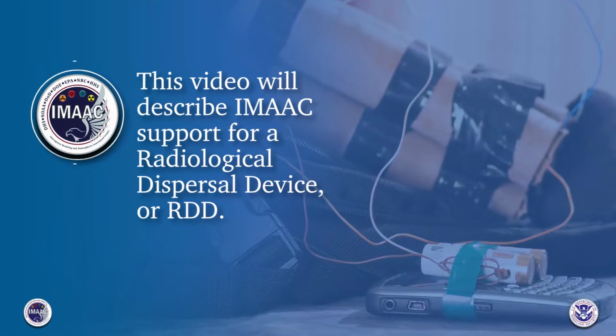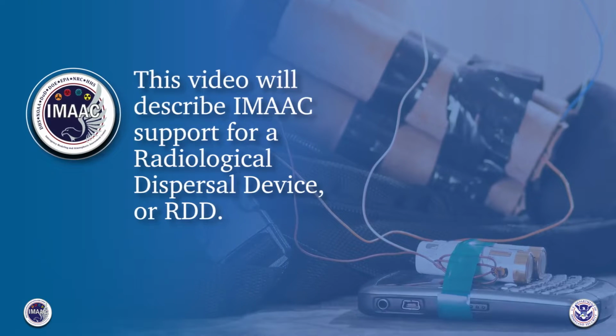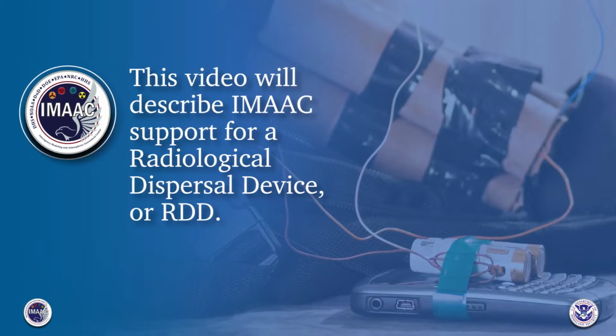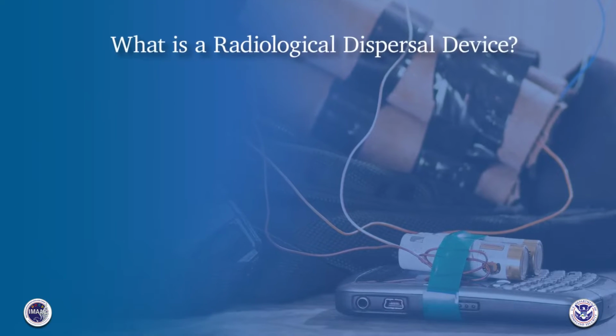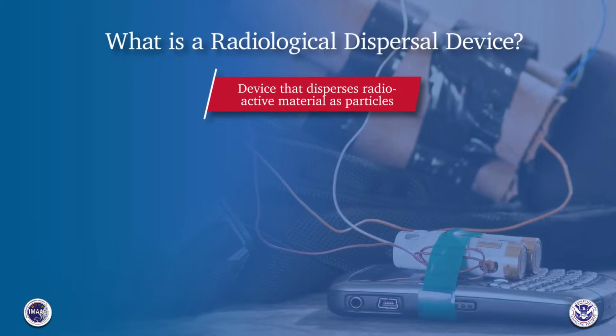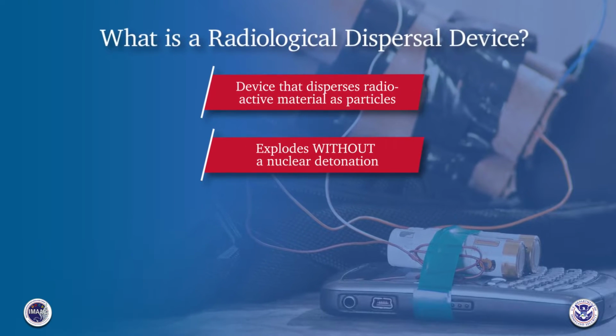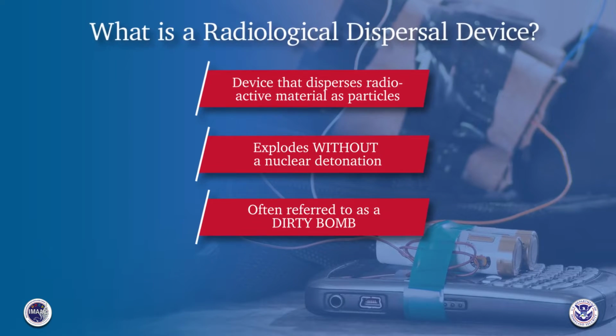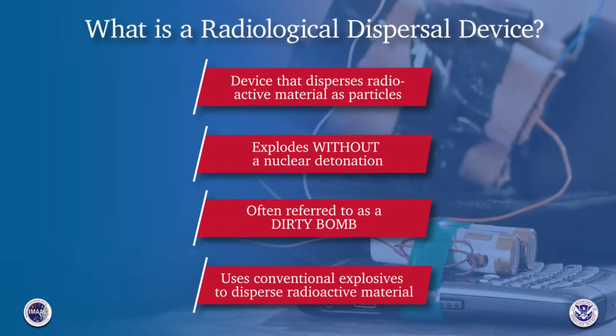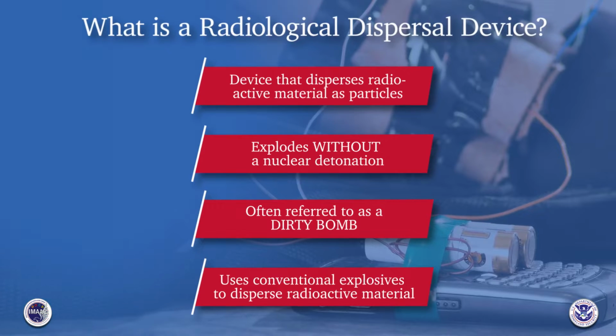This video will describe IMAAC support that can be provided in response to a Radiological Dispersal Device, or RDD, incident. A radiological dispersal device is a device that causes a purposeful dissemination of radioactive material without a nuclear detonation. An explosive RDD, often called a dirty bomb, uses conventional explosives to disperse radioactive material.